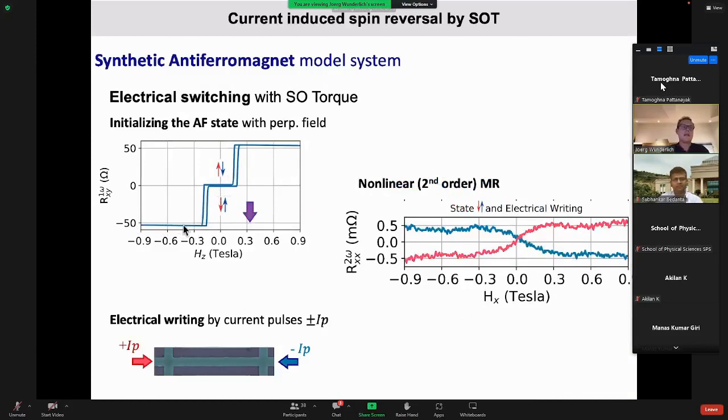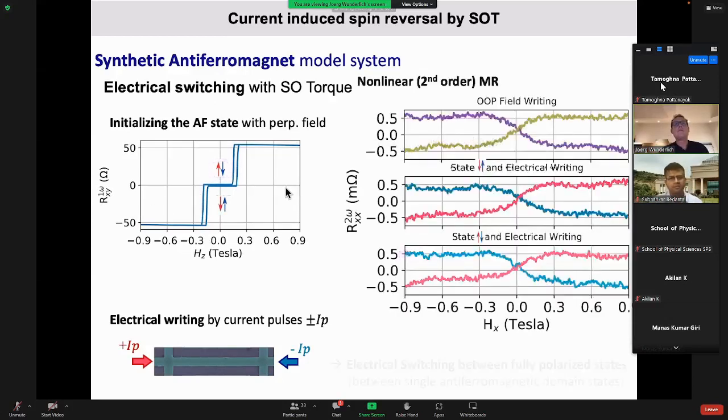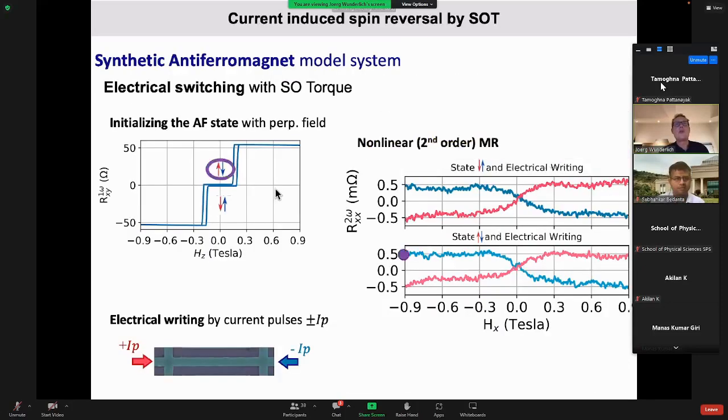You see the small hysteresis, since these layers are not fully identical in a synthetic antiferromagnet. And if you have more than two layers, you get inner hysteresis loops and outer hysteresis loops as well. So here you can actually see it already in the first harmonics. And the second harmonics, as I said, give you information about the perturbation due to the spin-orbit field.